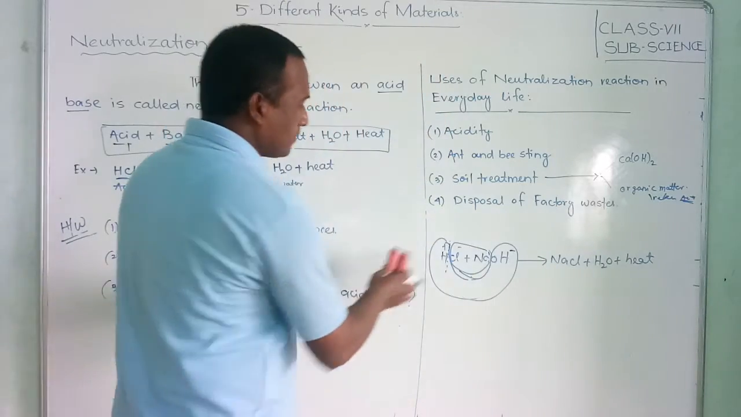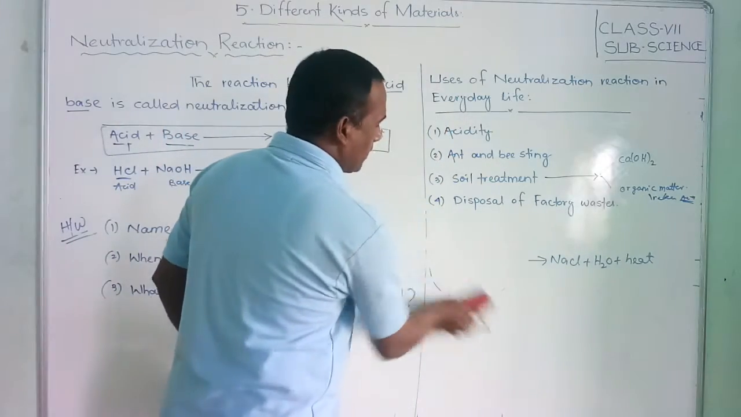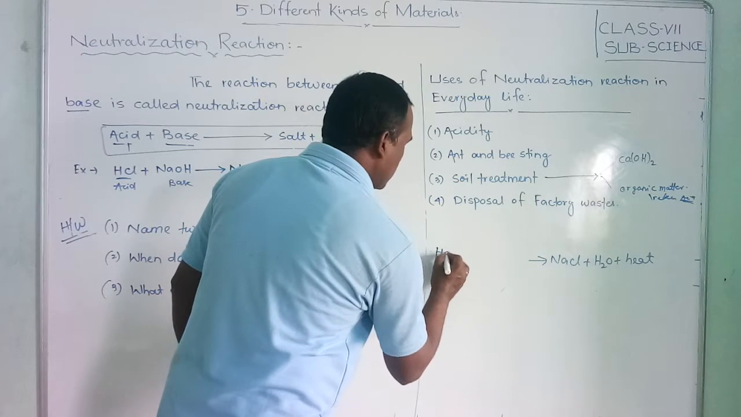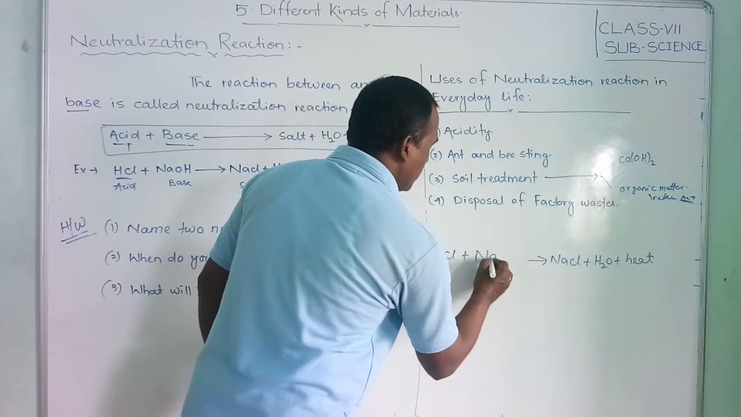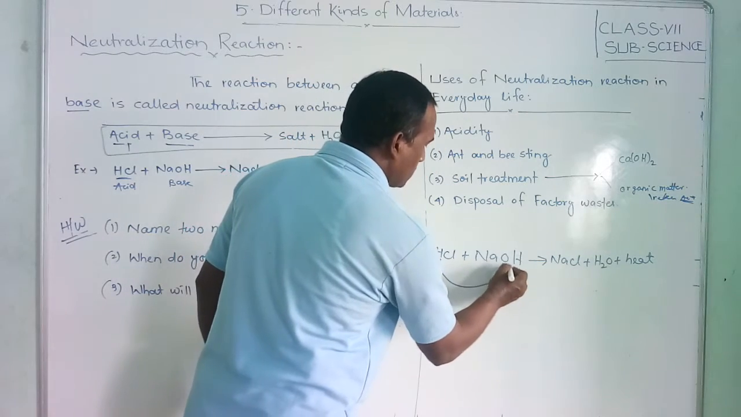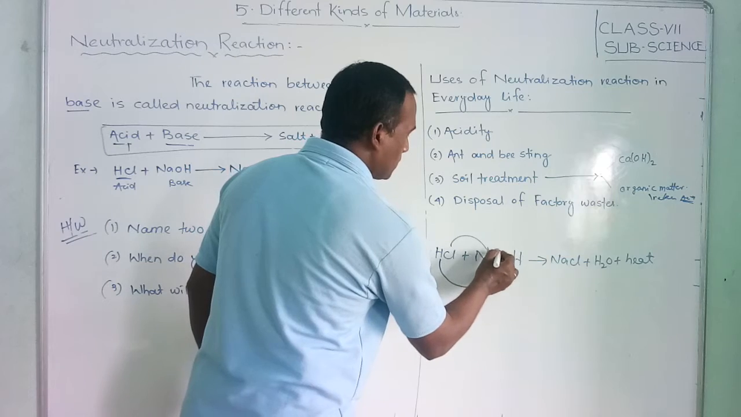Did you understand about this? See here, I have written it clearly. First one is acid, hydrochloric acid, plus base, sodium hydroxide. That means this hydrogen will mix with this, and chlorine will mix with this.